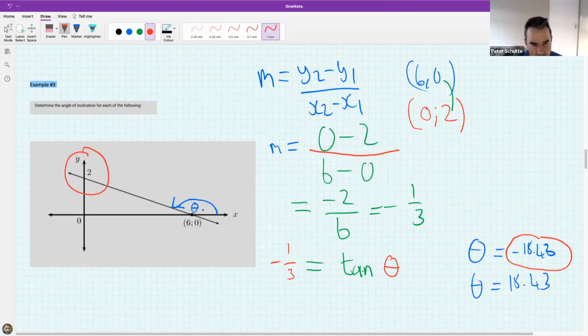Now, I want to ask you something. If I look at the big blue angle of inclination, I agree. Like, I also get minus 18.43, but I notice something about the size of the angle that's making me a bit unsure. What am I noticing that's making me a bit unsure about my answer?